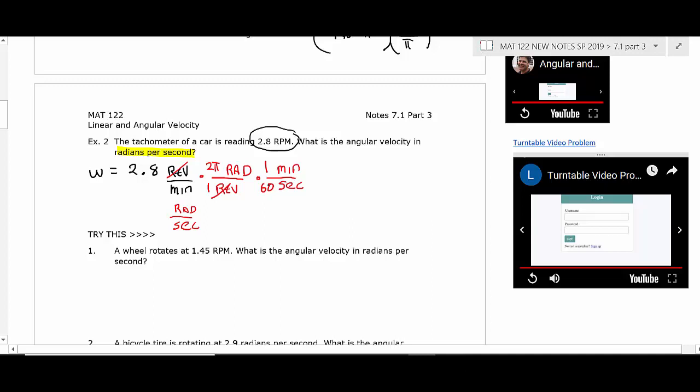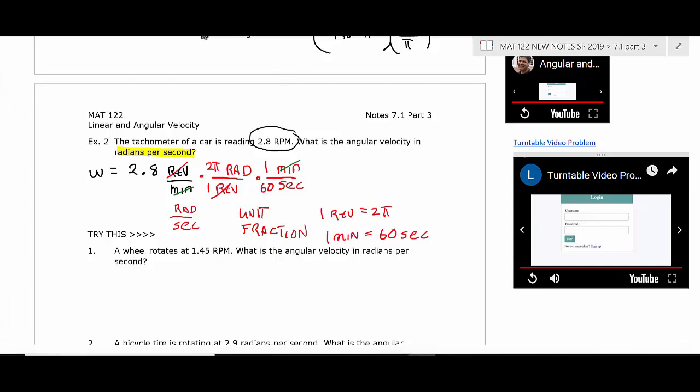So these things are called unit fractions. What I mean by that is you have a conversion factor. So 1 revolution is the same as 2 pi radians. And 1 minute is the same as 60 seconds. So they represent the same thing. They're really a unit fraction. Now here's what happens. The units cross out. Notice that we are left with an answer in radians per second. Now all we've got to do is just calculate this.